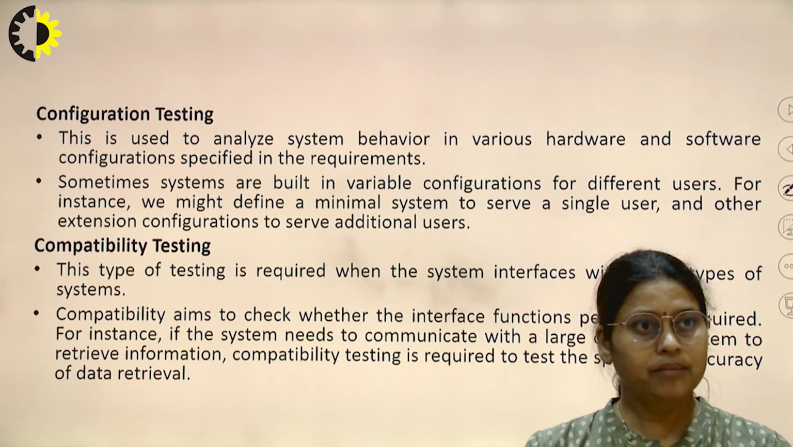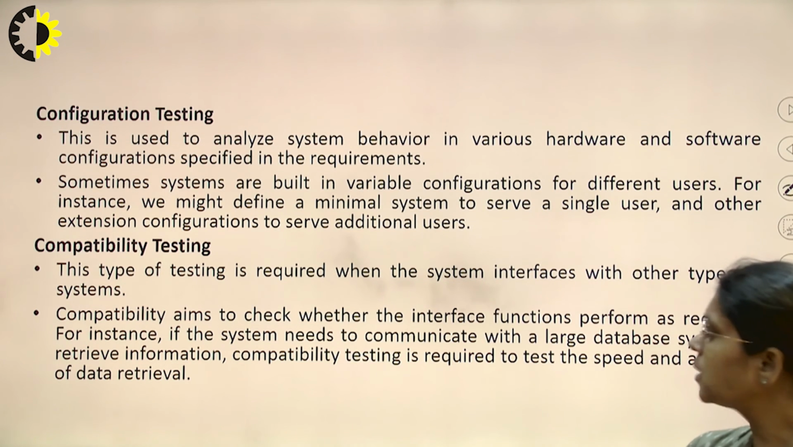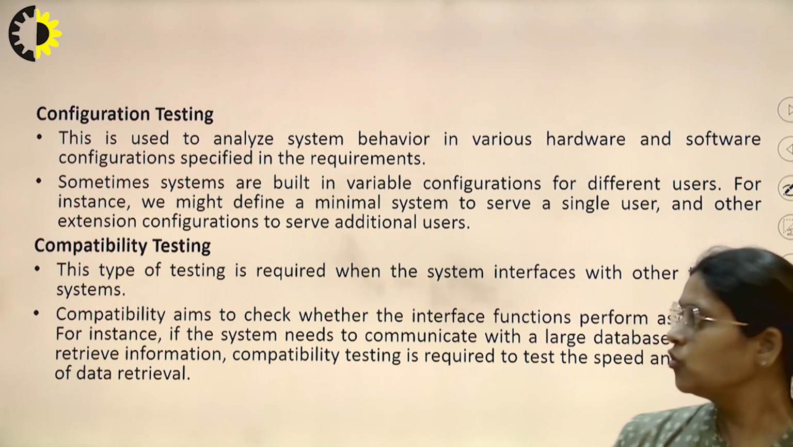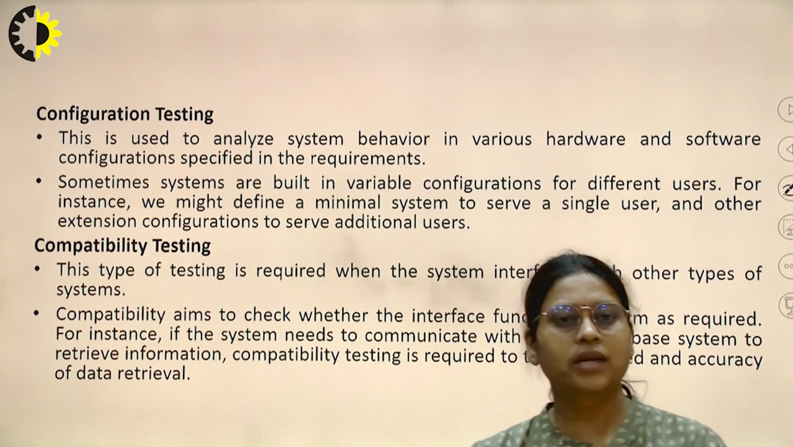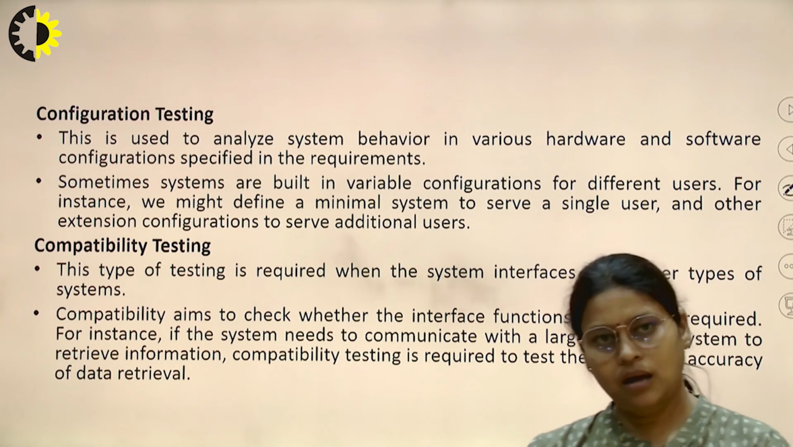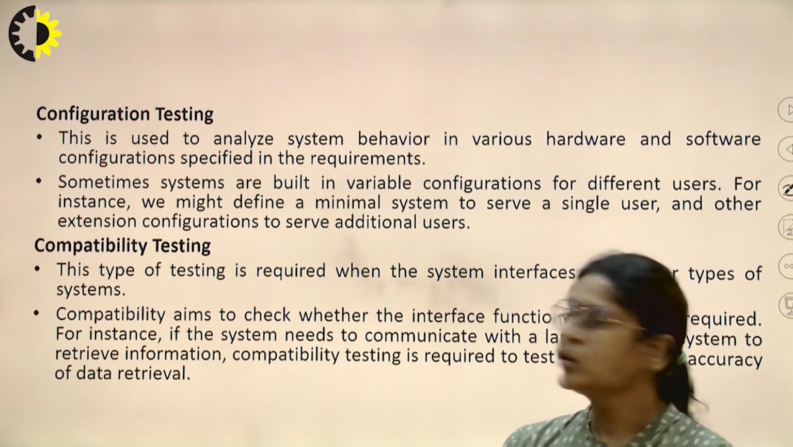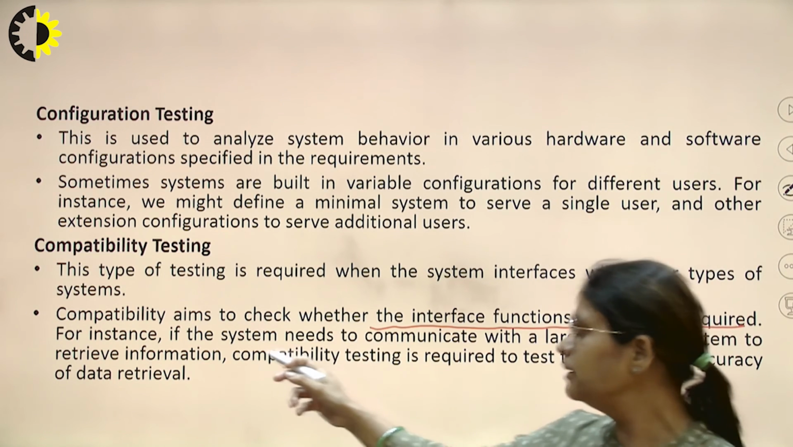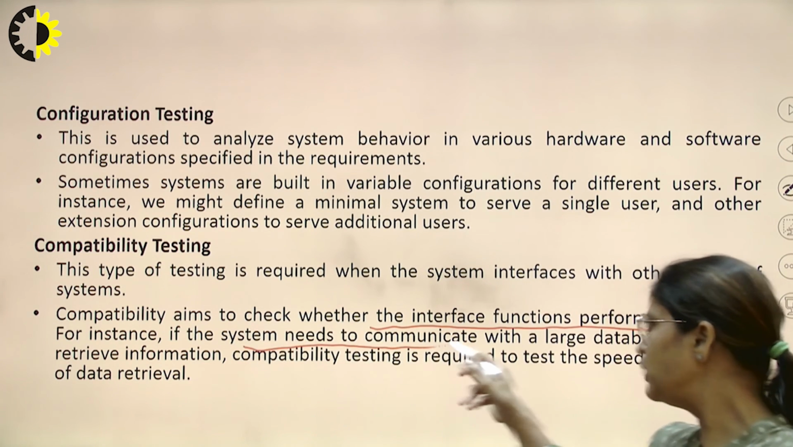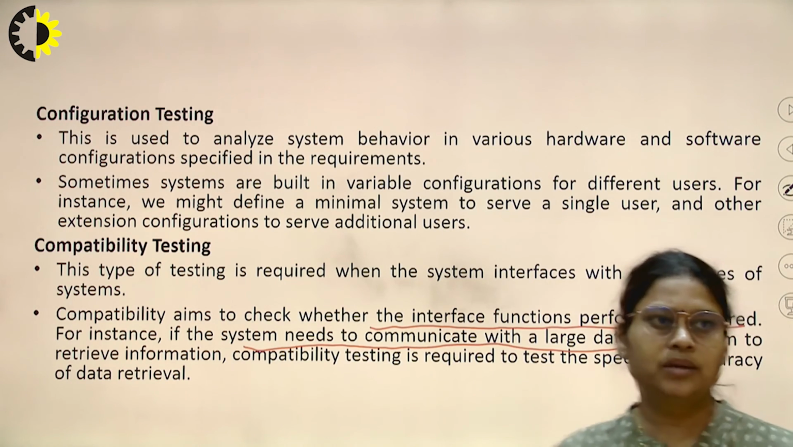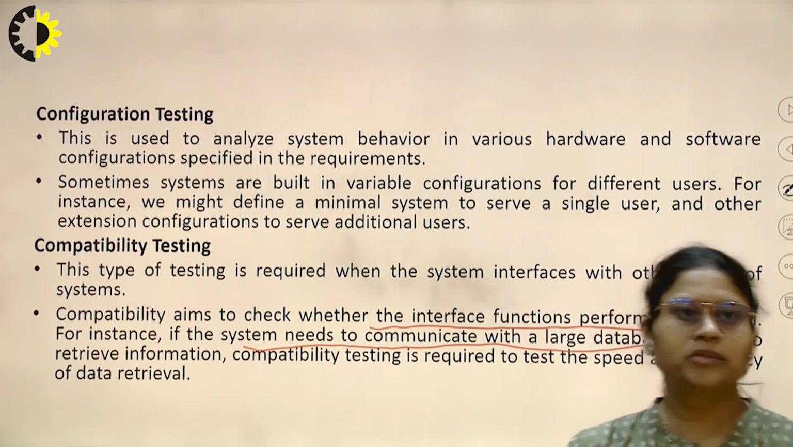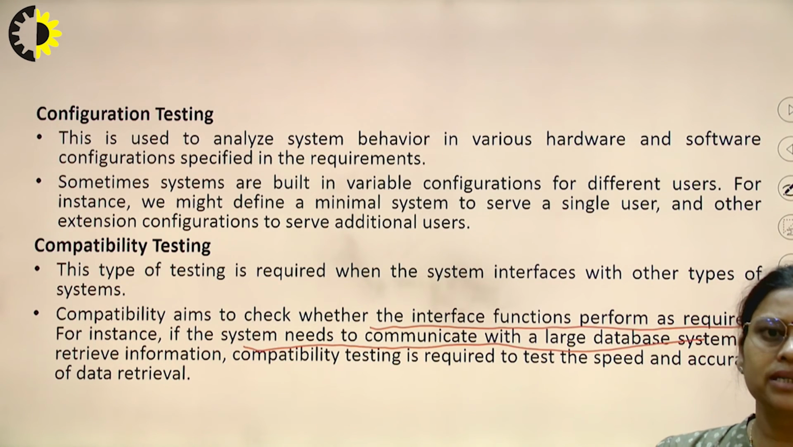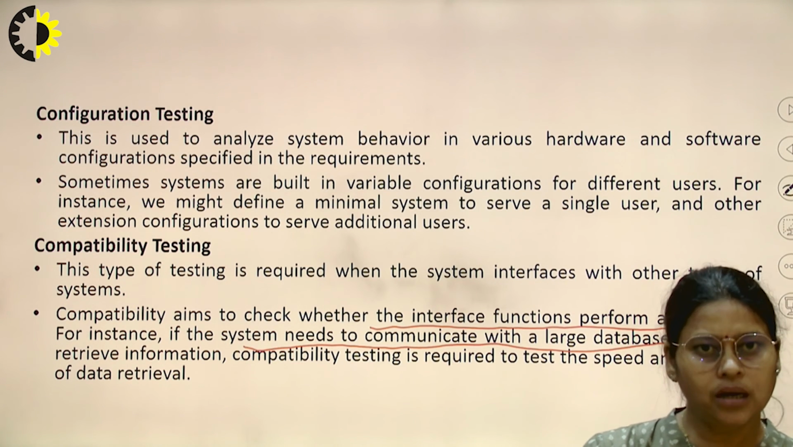In compatibility testing, this testing is required when the software interfaces with other systems. So we have to check that our software is compatible with the environment or not. Compatibility testing aims to check whether the interface functions perform as required. For instance, if the system needs to communicate with a large database and retrieve information, at that time compatibility testing is required to test the speed and accuracy of data retrieval.